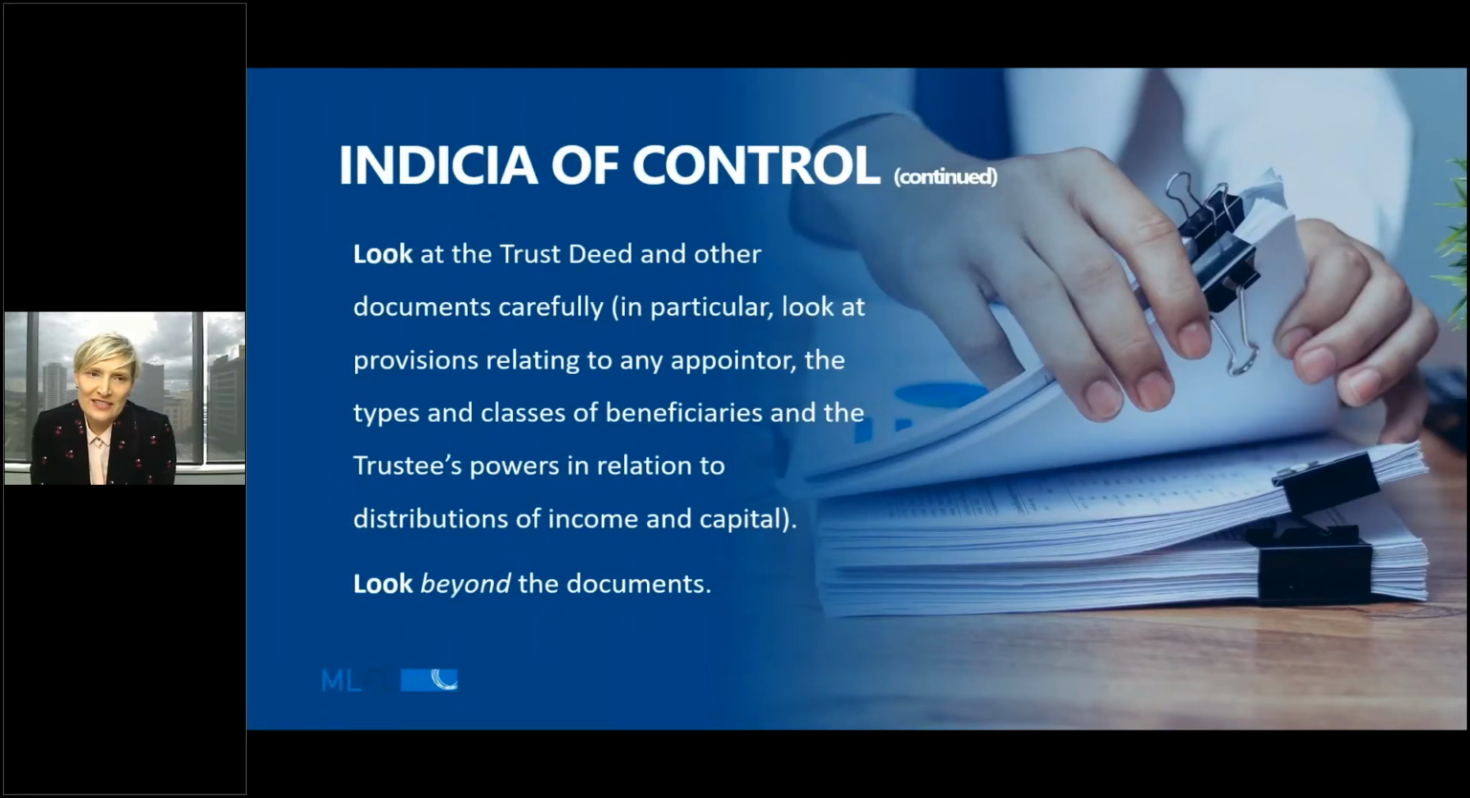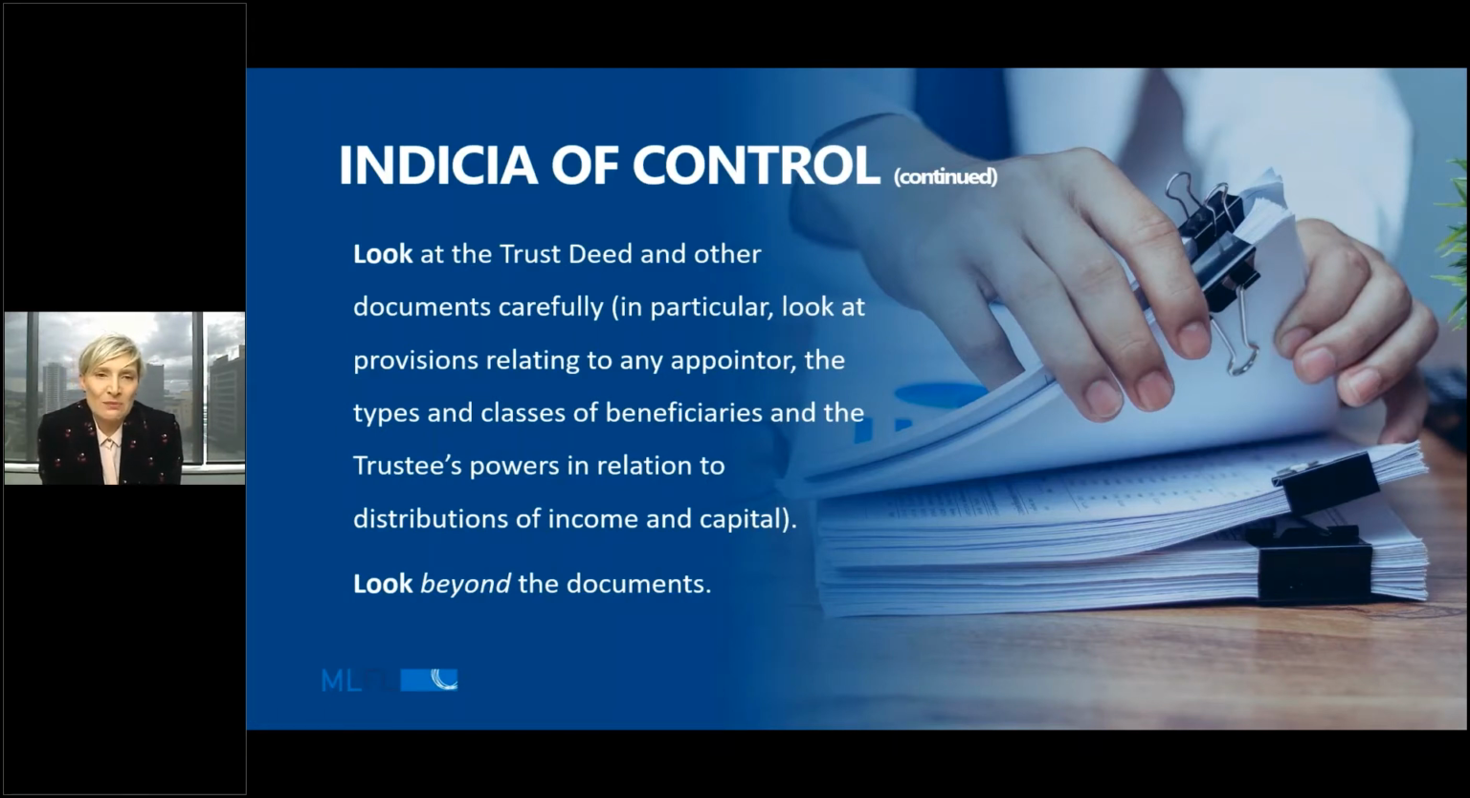Looking at the trust deeds and other documents carefully. So we'll talk about that final statement on that slide in a bit more detail with reference to the cases, which is really looking beyond the documents, because often what happens with family law situations is that there might be a trust deed where the trustee does have certain powers which they've either elected not to exercise, or there could be other powers being exercised which are actually outside the trust deed as well.